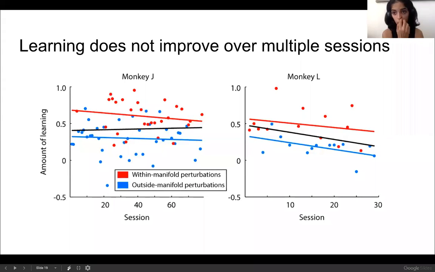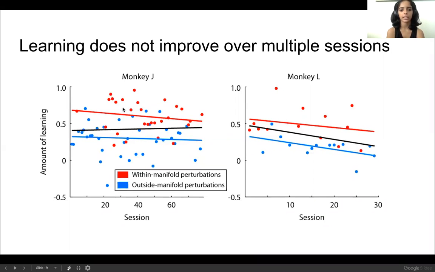Okay. So, I will try to answer your question with this figure. What's being shown here on the x-axis is the session number and on the y-axis is the amount of learning. The blue dots are outside manifold sessions and the red dots are within manifold sessions. So I hope you can see from here that they're quite interleaved. This monkey, in fact, first had two outside manifold perturbations, then a within manifold and so on.